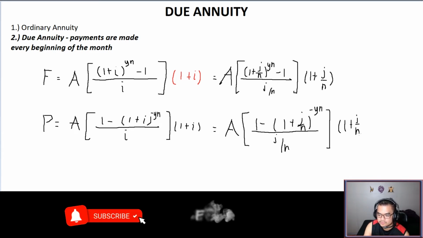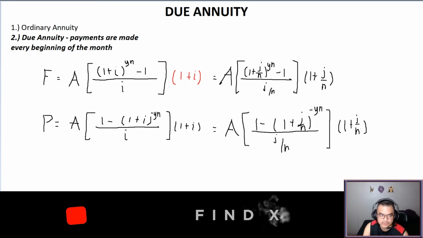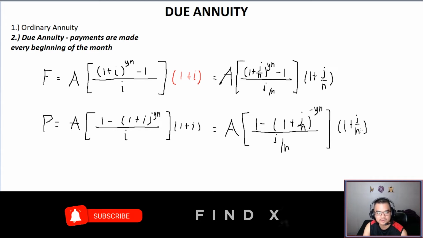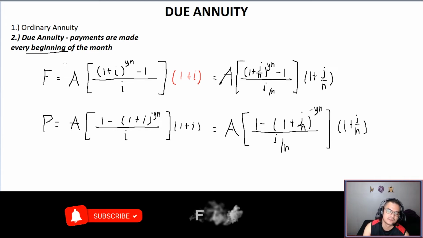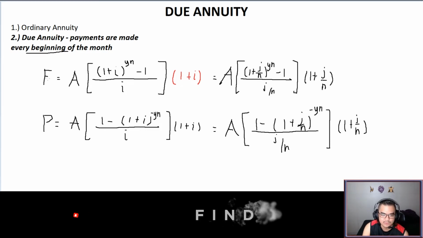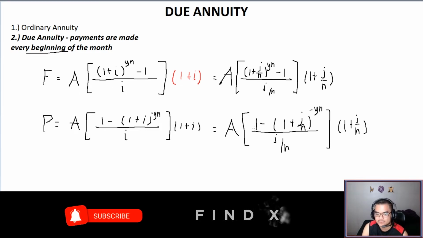So there you go. This topic doesn't need a lot of explanation. It's just the same as ordinary annuity. The only difference is the payments are made every beginning of the month. So these are the formulas that we will use for the rest of this video. With that, I think we can go for our first problem.